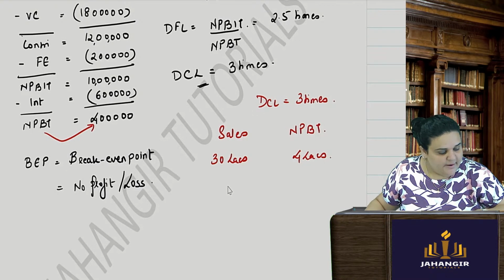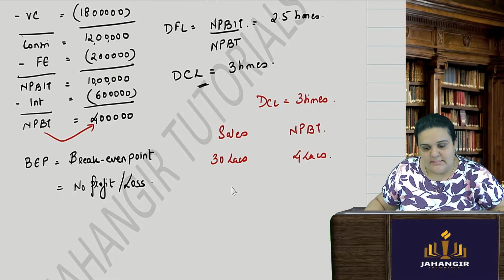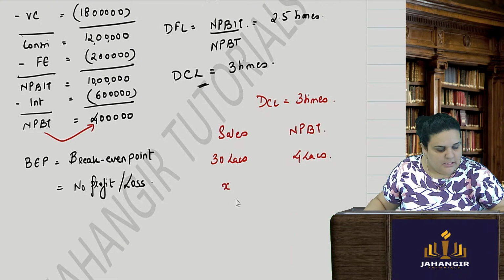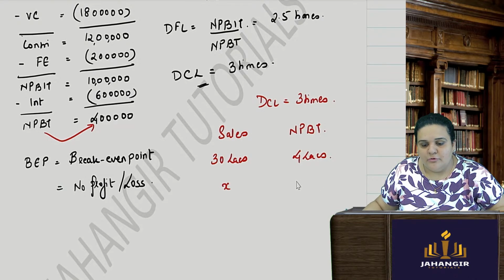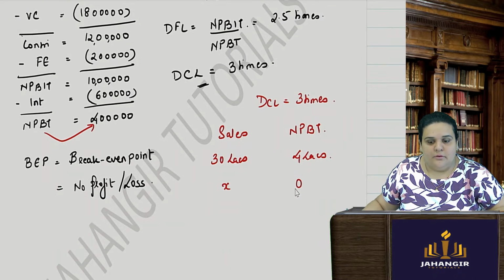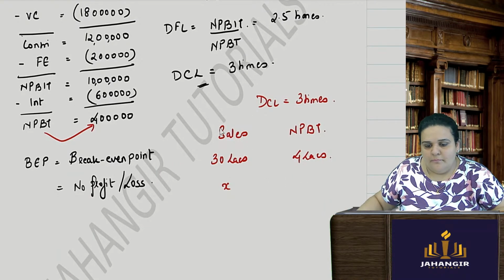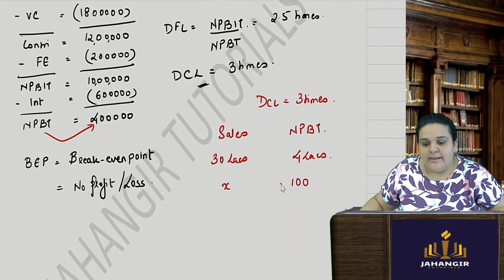They are saying that by what percentage should your sales decrease in order to get a 0, no profit, no loss in NPBT. That means that you should get 0 over here. A 100% decrease, only then it can become 0. Minus 100%, over here.